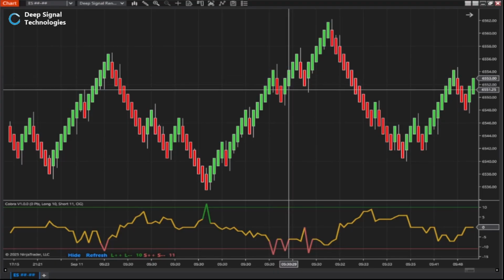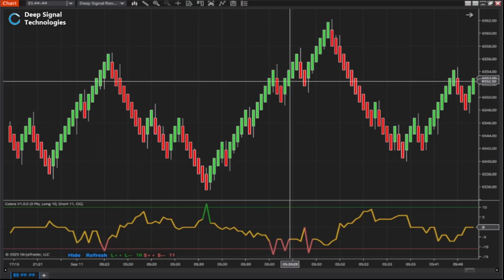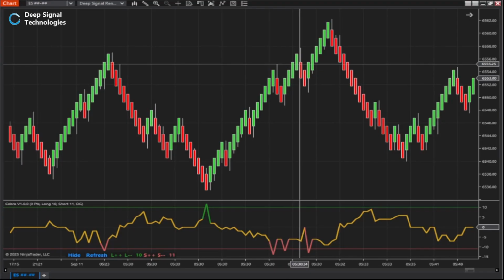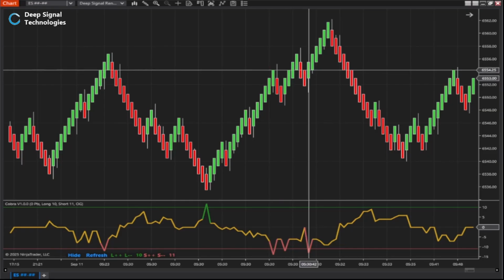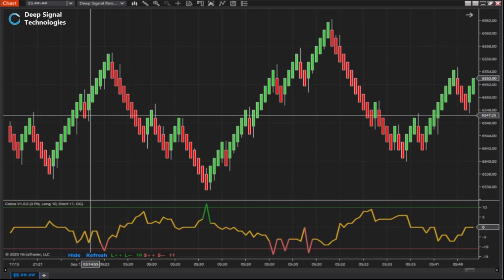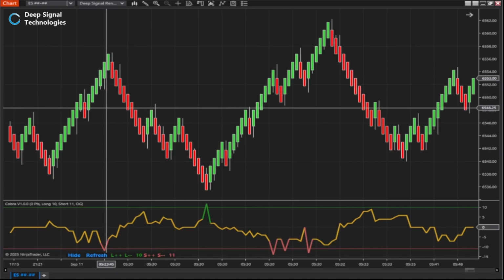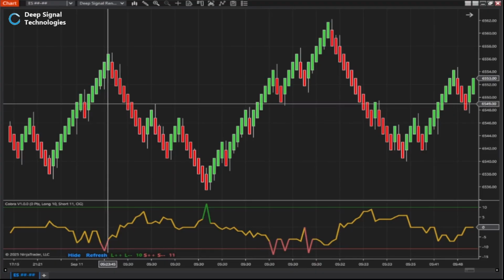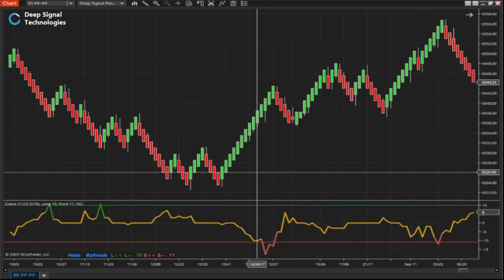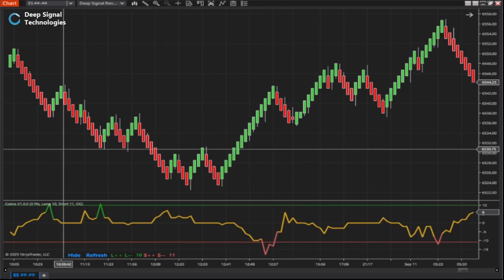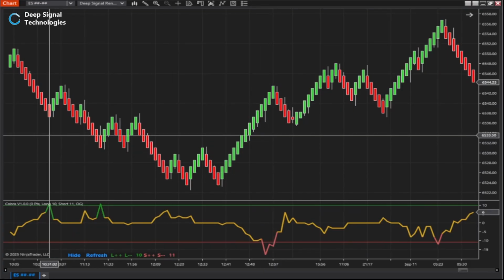So at this point we would be looking for a red candle right here, which there isn't. So it's basically a confirmation that the trend is going to continue. And same with this one too. This is a short confirmation right here. You kind of go through and get some ideas of how Cobra reacts to different trends.